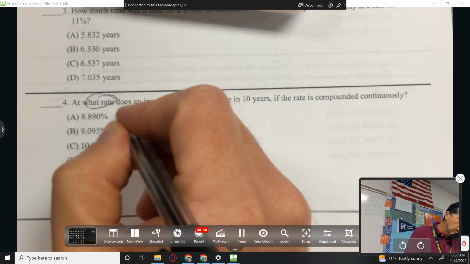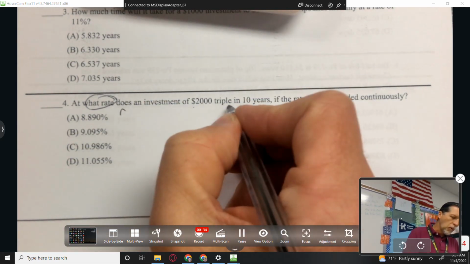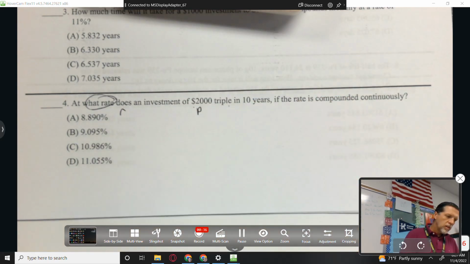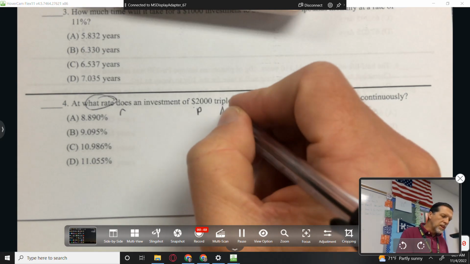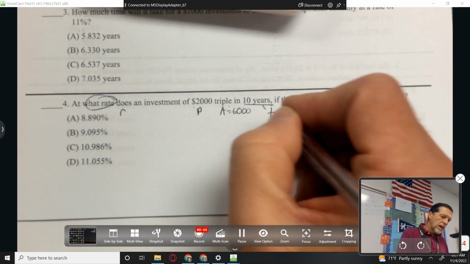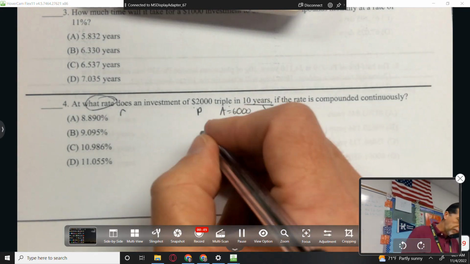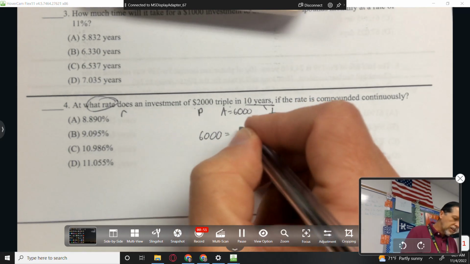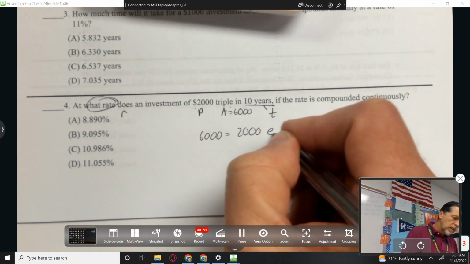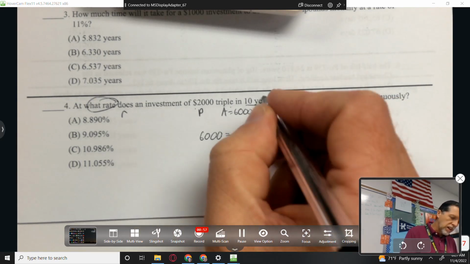Number 4. At what rate? So finding R. Does an investment of $2,000 triple? So this is number 4 on yesterday's worksheet. Triple meaning the after is $6,000. T is time. The rate is compounded continuously. So 6,000 equals 2,000 e to the r times 10 years.